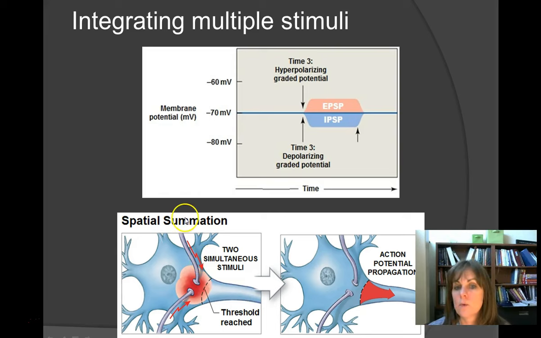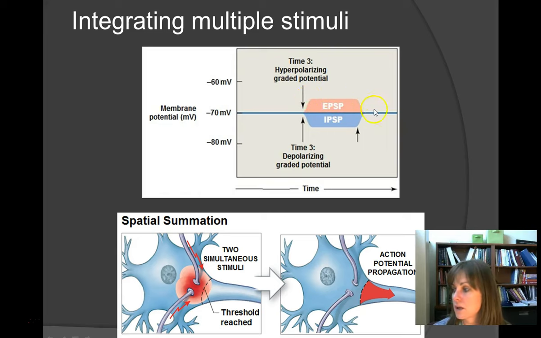Maybe one alone wouldn't be enough to trigger this action potential. But when they both come in at the same time, we have enough stimulus that we reach threshold and we do an action potential. Now up here, this is showing something different. This is showing here's your stimulating signal right here.